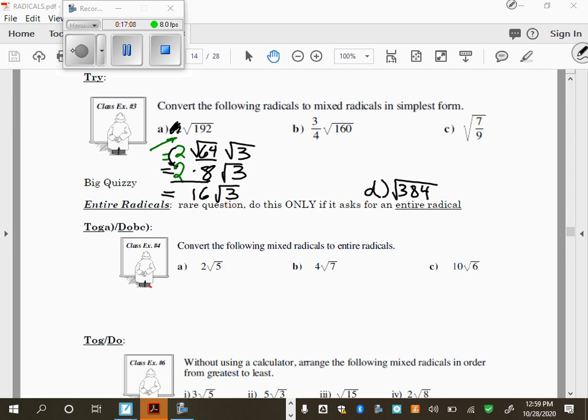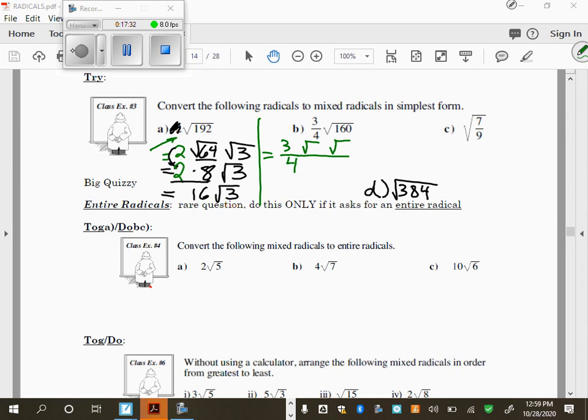B is a fraction. So write down the fraction, 3/4, and break down the radical in the numerator. Just like 8 is 8 over 1, the number x is x over 1. A radical by itself is radical 160 over 1. It goes in the numerator.